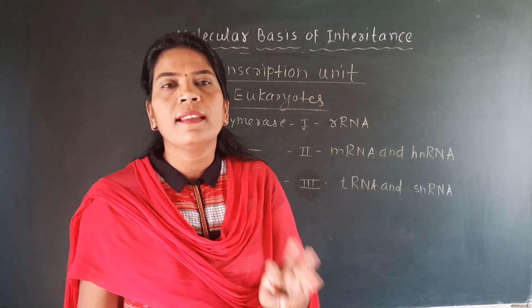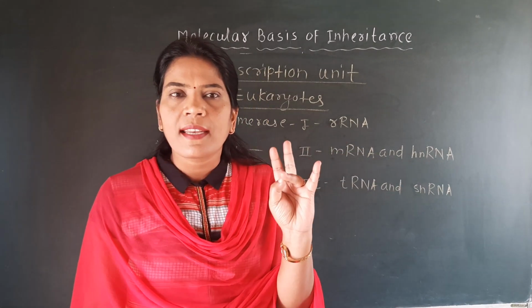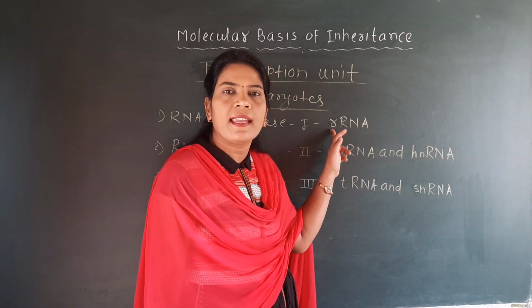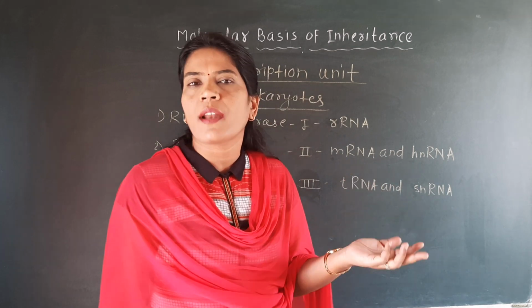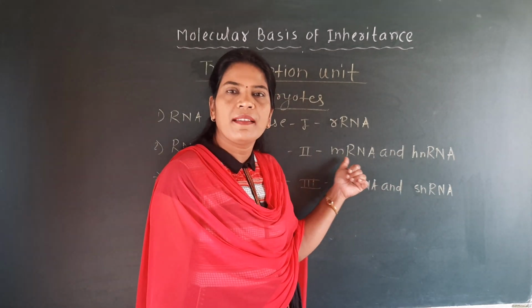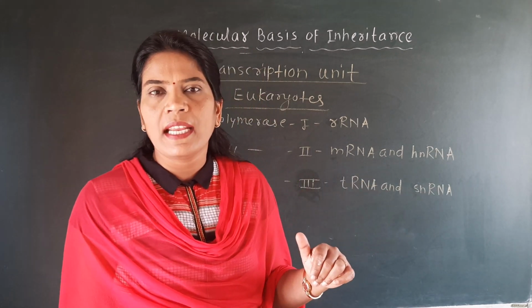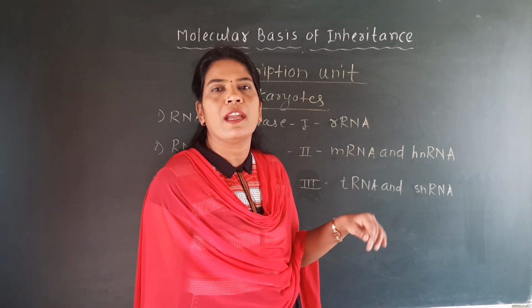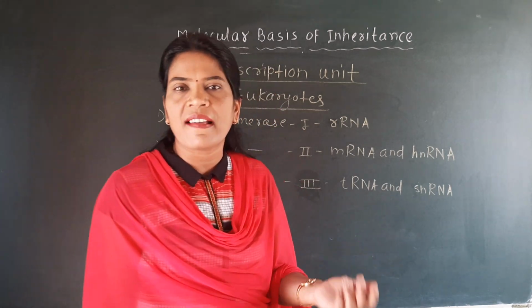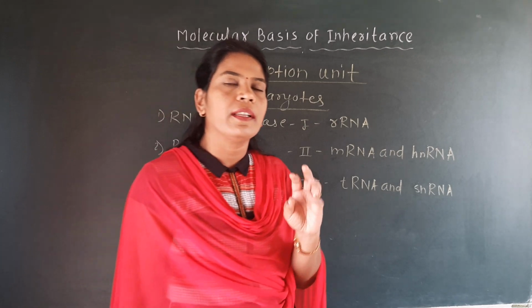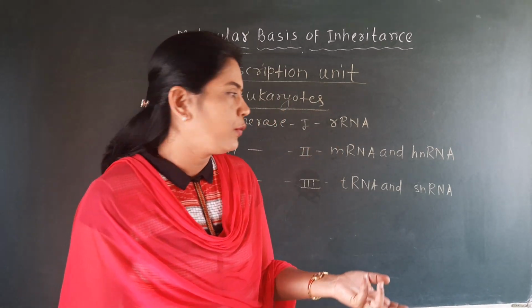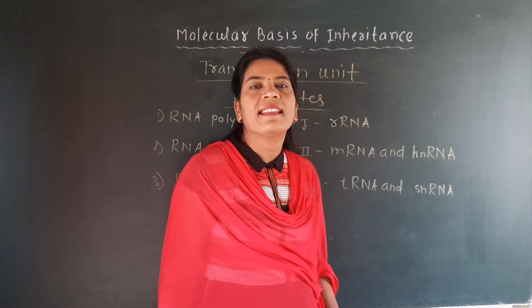As I told you, three types of RNA are there: rRNA, mRNA, tRNA. What is the function of rRNA? rRNA is always attached to the ribosome and it is involved in the process of protein synthesis. mRNA, the messenger RNA, is formed on the DNA strand and carries the message from the DNA to the ribosome for protein synthesis. And tRNA is called transfer RNA, which is involved in the transfer of activated amino acid to the ribosomes. And what is meant by snRNA?